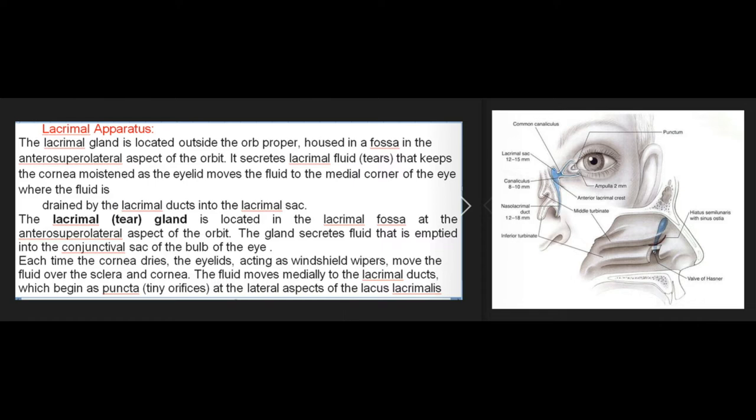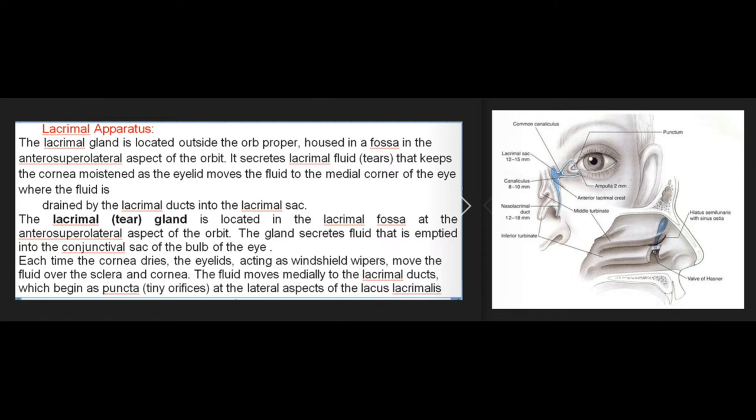The lacrimal, tear, gland is located in the lacrimal fossa at the anterosuprolateral aspect of the orbit. The gland secretes fluid that is emptied into the conjunctival sac of the bulb of the eye. Each time the cornea dries, the eyelids, acting as windshield wipers, move the fluid over the sclera and cornea.